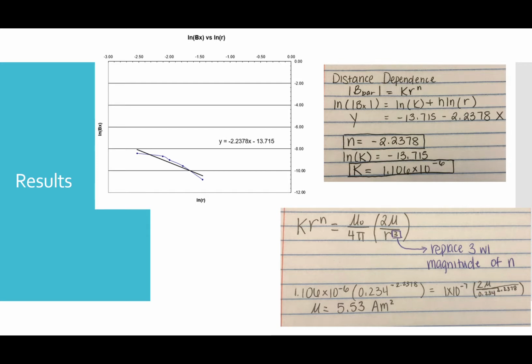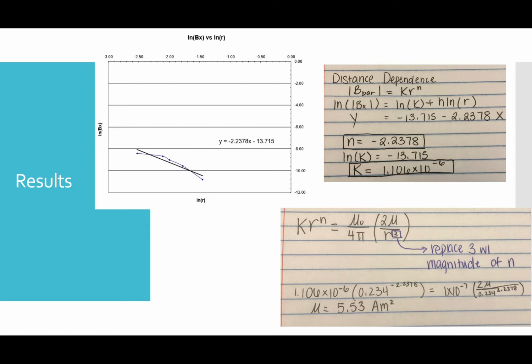Here are the results. This is a logarithmic plot made from the Excel file, to calculate the distance dependence. As you can see here, the magnetic field of the bar is equal to k r to the n. If you take the natural log of both sides, you come up with the equation y equals mx plus b, and from there you can see that n is just the coefficient of x, so it's negative 2.2378, and k is 1.106 times 10 to the negative 6. It makes sense that n is negative because it shows the inverse relationship between the magnitude of the magnetic field and the distance. As distance increases, the magnetic field decreases.